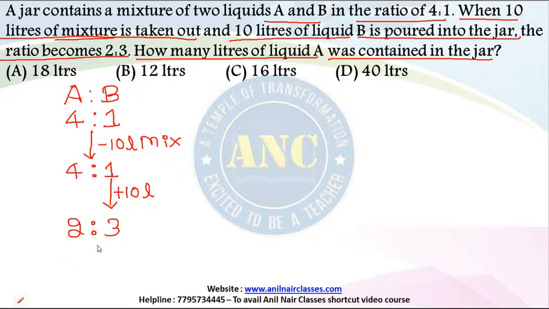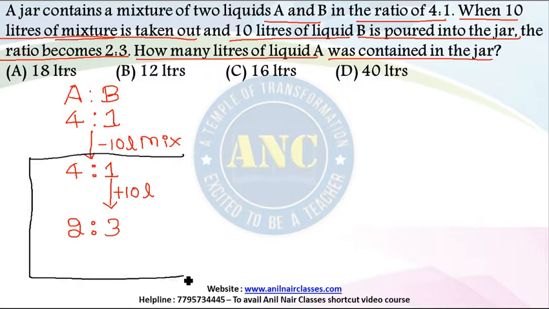Now see here, same logic I will implement. From here onwards, I have the complete data to be implemented. I can solve from this point of time. Now I am adding liquid B into the vessel. That means liquid A should not change. Here the value of liquid A is 4. Here the value of liquid A is 2. But both should be same. Make this 2 as 4. That means multiply this entire thing by 2. 2:3 multiplied by 2 is nothing but 4:6.